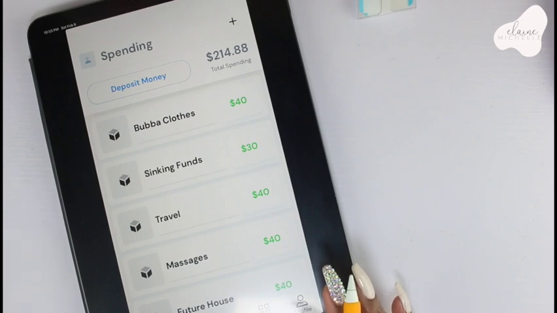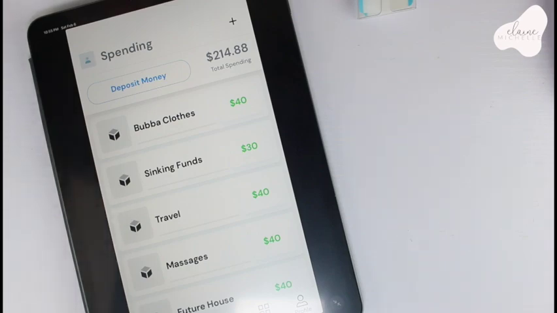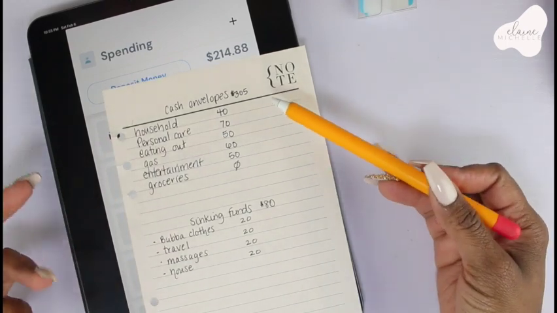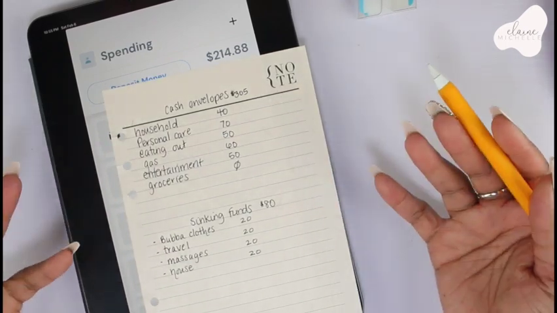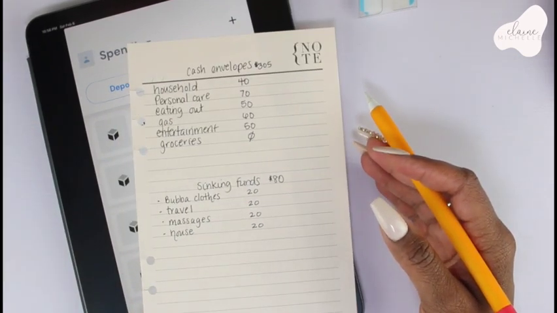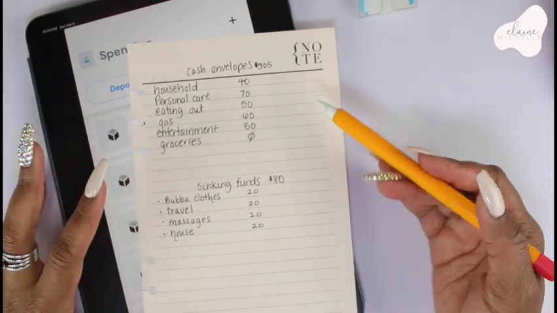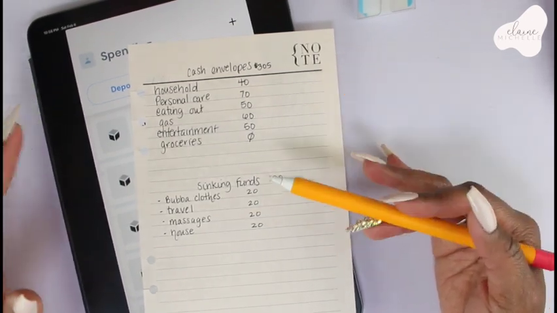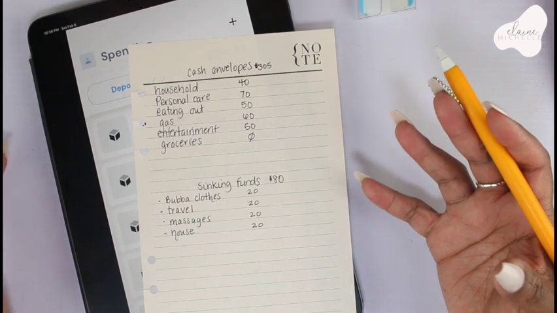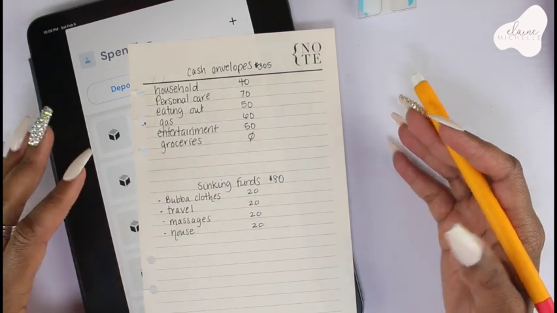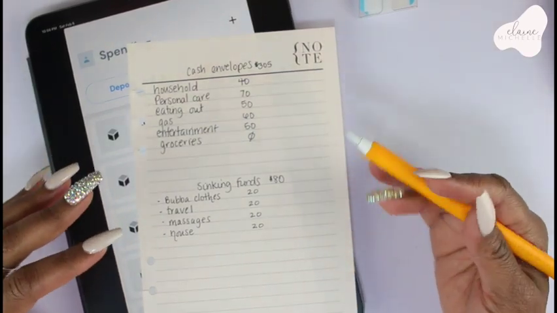So the first thing that you want to do is create a blueprint or a guide for your cash envelopes and your sinking funds. That's what I did, and that's how I came up with my $305 and my $80, so about $385 a month. This will change. My groceries will get added back in at the end of March. So for right now, this is what we're working with. I have household items at $40, and the reason I'm able to stick to some of these is because I've gotten it down to a science, okay? We'll talk about it more as I get into it, but this first step is breaking it down by what you're actually spending.